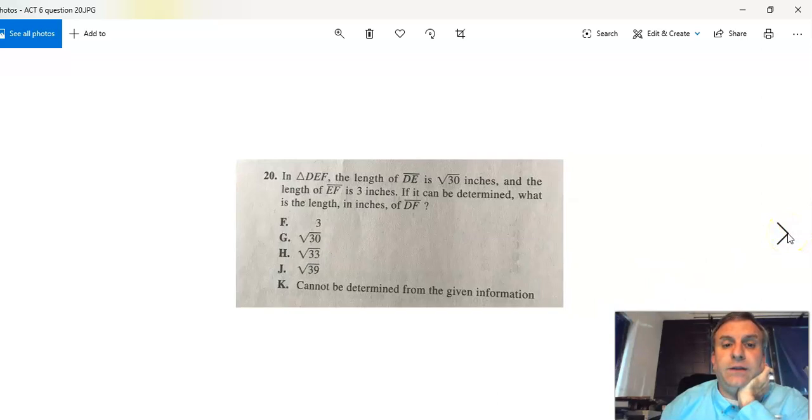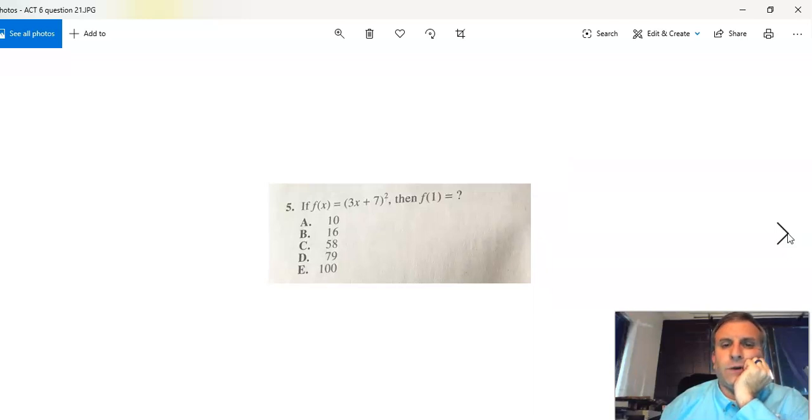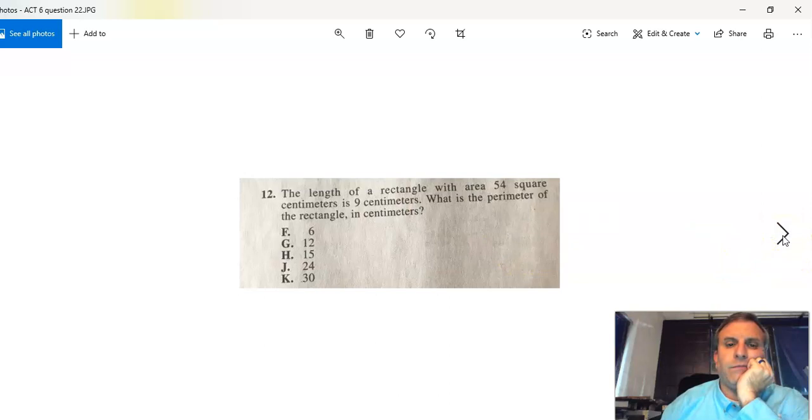Okay, number 20. Okay. It's K. All right. You're welcome. All right. 1 goes in where the X is. Okay, this one's a little tricky.